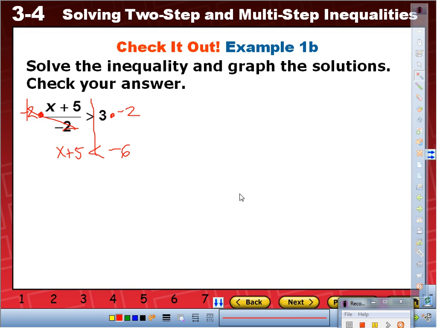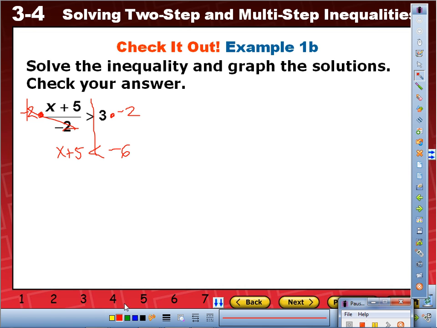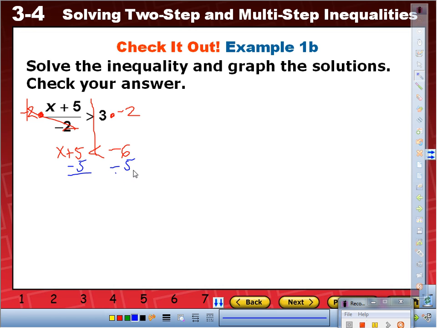Okay, you finish it off, please, and graph it. Check it. Thank you. Okay, here we go. Minus 5, minus 5. We got x less than negative 11. Hands up if you got that.